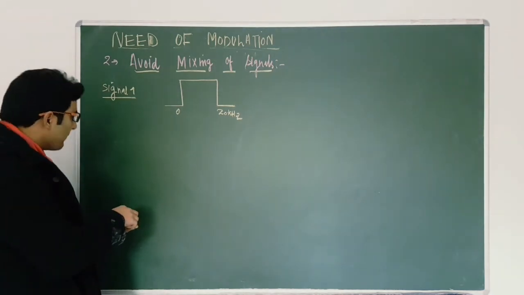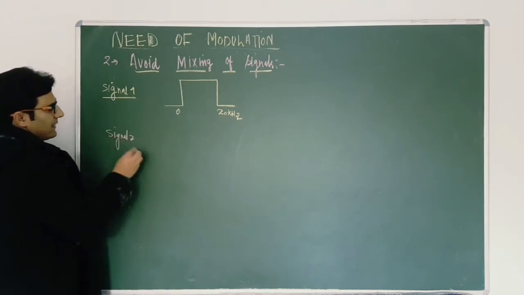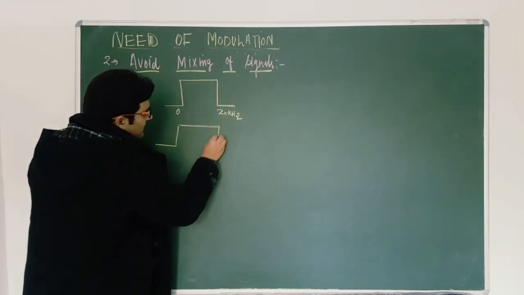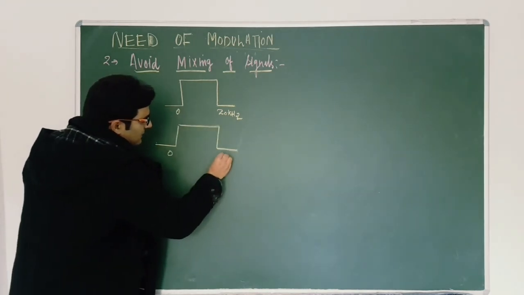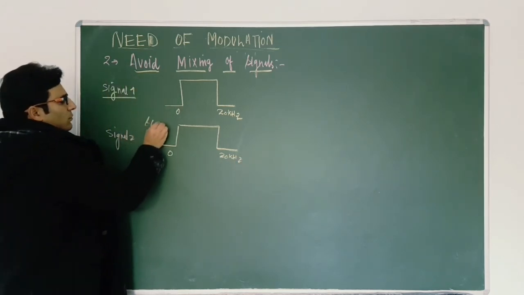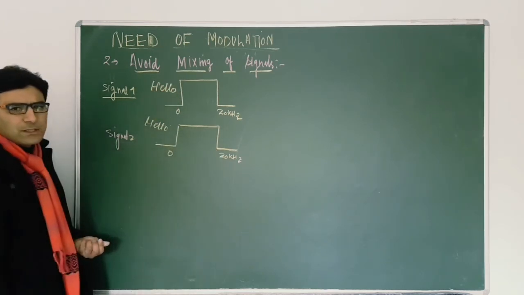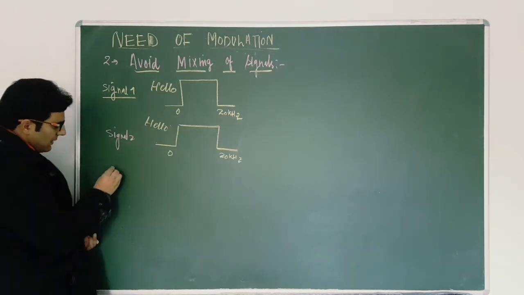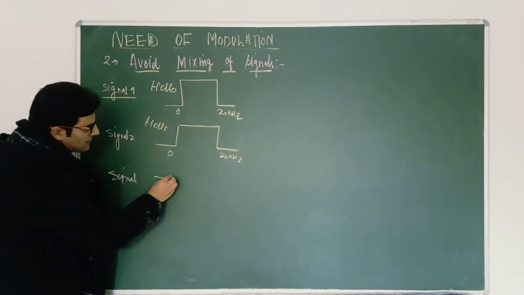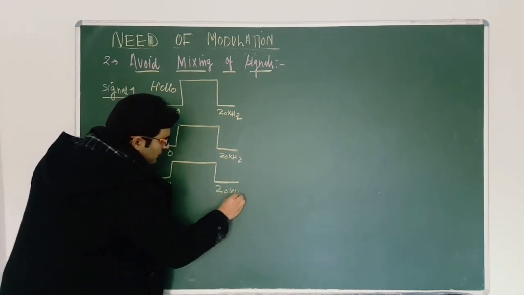So the second person is same. If I will talk about signal 2, that is for the second person, he also has a signal in the frequency domain that is 0 to 20 kilohertz. This is another person who wants to send hello in the same frequency range between 0 to 20 kilohertz. Now the third person who also wants to send the signal in the same frequency range, that is between 0 to 20 kilohertz.